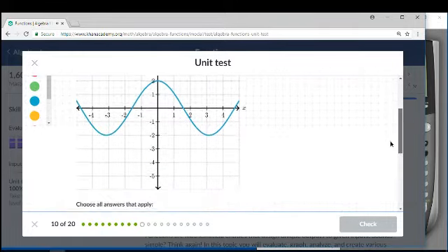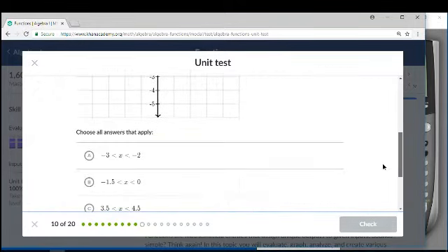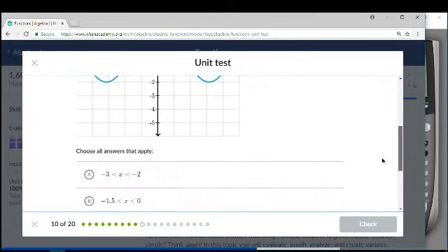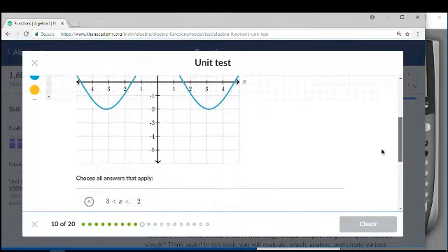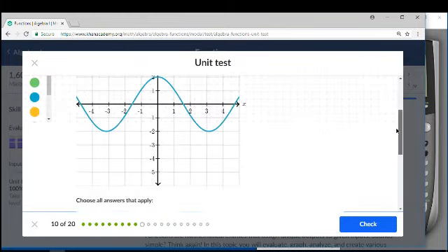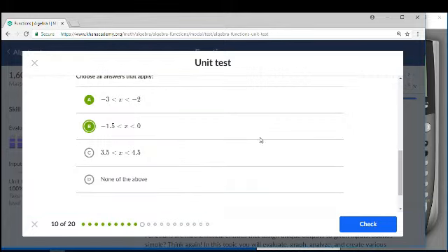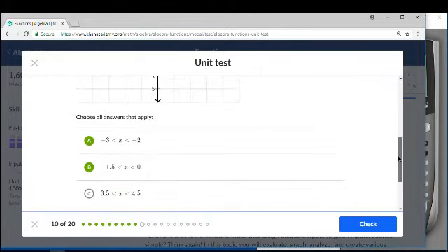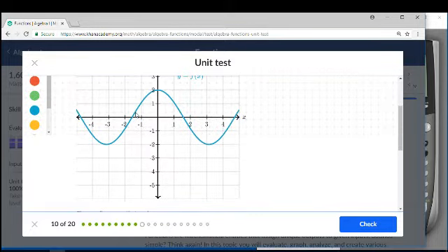Increasing intervals. From negative 3 to negative 2, the function is increasing. From negative 1.5 to 0, the function is increasing. And then 3.5 to 4.5. Look, negative 1.5 to 0, increasing. And then 3.5 to 4.5, also increasing. Going from here to here, the function increases.